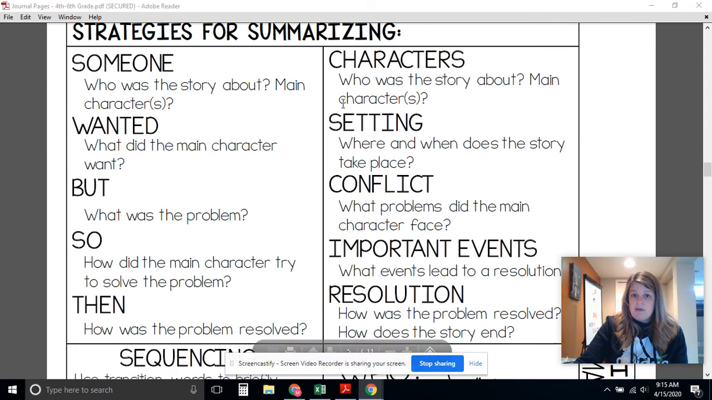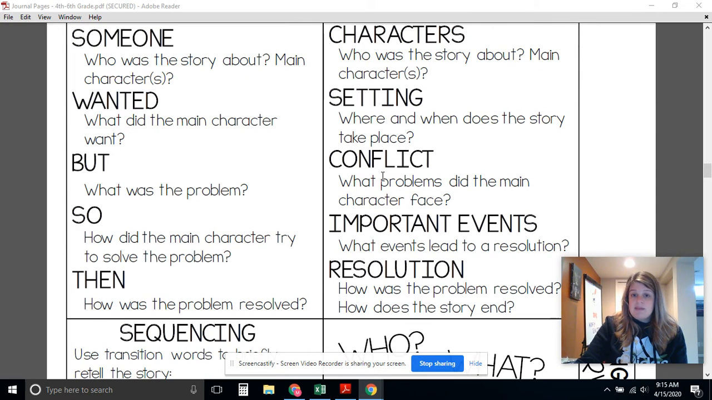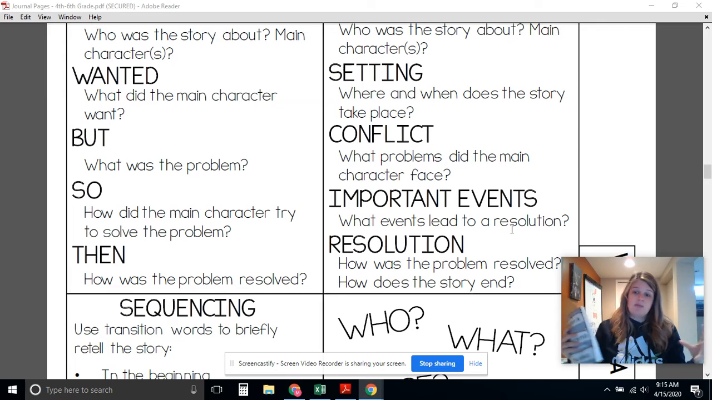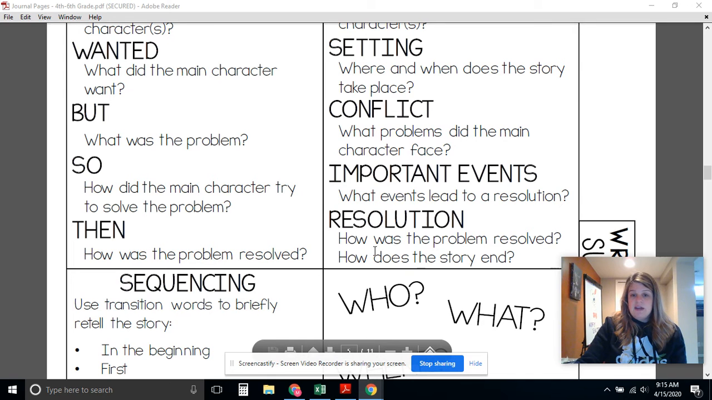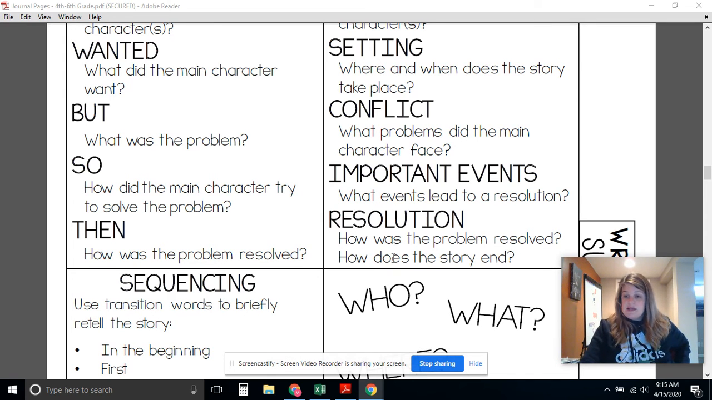But make sure you hit these things. Who is the story about? Main character or characters? Where does the story take place? What problems did the main character face? In important events, what events lead to the resolution? Resolution is like how the book wraps up. The "they all lived happily ever after." Or how was the problem resolved, and how does the story end?